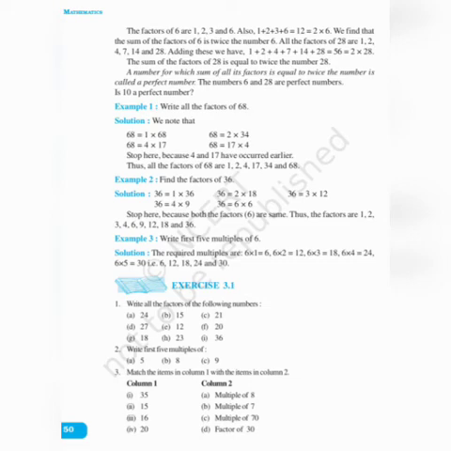Okay children, next below that, example 1 is given, right? So now shall we solve this example 1? You can take your classwork note in your hand for working out. Write all the factors of 68. So what should we write? We should write the factors of 68.